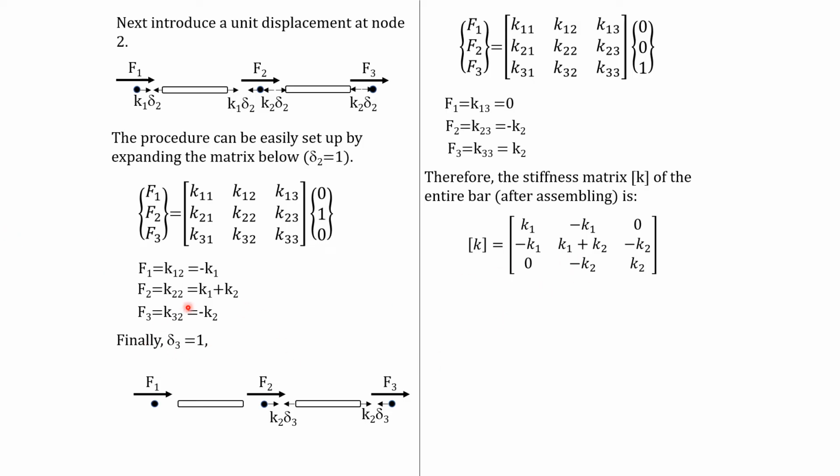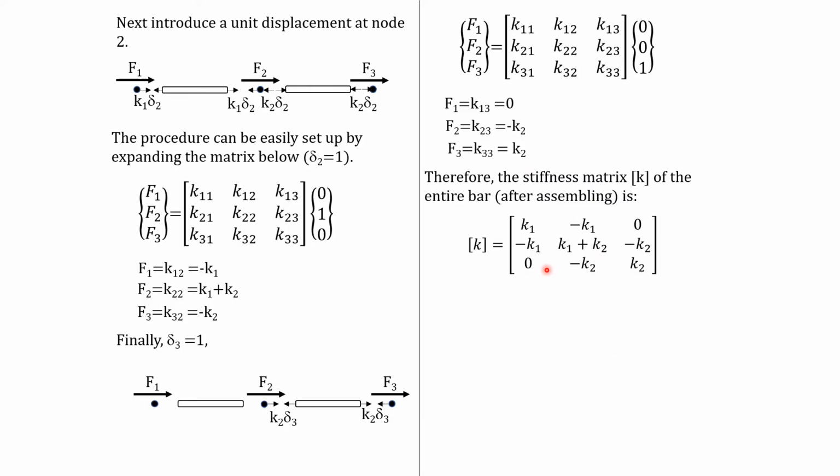Then K22 is equal to K1 plus K2. So that's why you have K1 plus K2 here. Then here F2 is equal to negative K2. Then when delta 1 is 1 at node 1, F3 is 0. In the second situation, when delta 2 is 1, F3 is negative K2, which is this, negative K2. And F3 is equal to K2 for the last case where delta 3 is equal to 1.